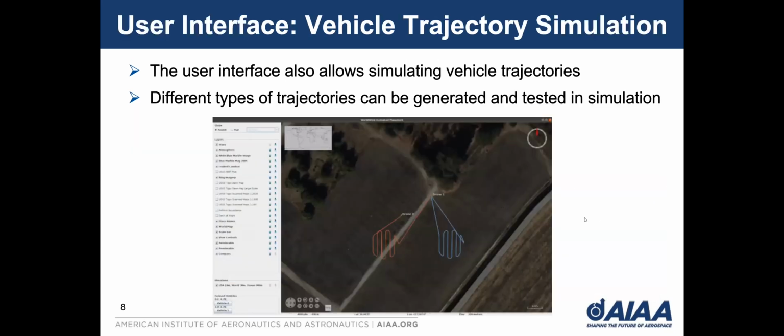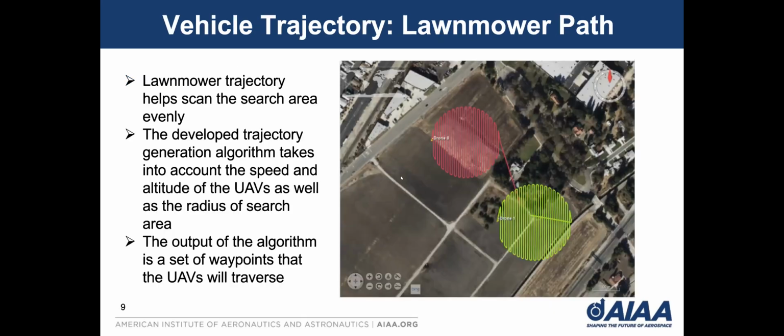Another function of our ground control station is the simulation of the trajectory. Since it's a fire detection mission, we will need to search for the fire. There are different types of trajectories that can be generated from our trajectory generation algorithm. So our simulation is to test all those different algorithms.